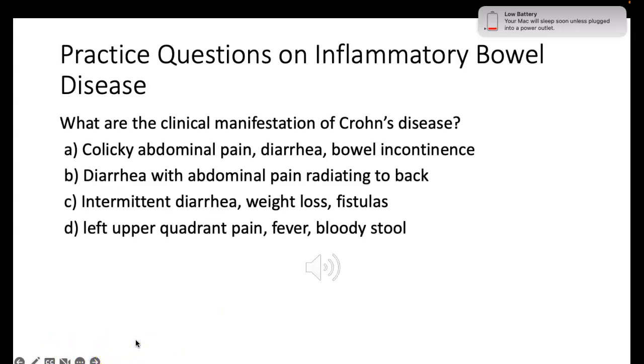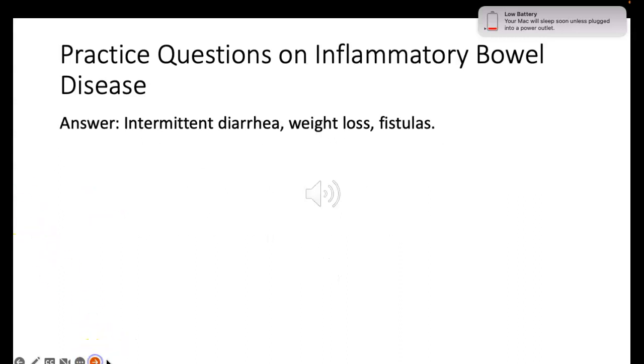What are the clinical manifestations of Crohn's disease? Is it A, colicky abdominal pain, diarrhea, and bowel incontinence? B, diarrhea with abdominal pain radiating to the back? C, intermittent diarrhea, weight loss, and fistula? Or D, left upper quadrant pain, fever, or bloody stool? Okay, and our answer is intermittent diarrhea, weight loss, and fistulas. It can also have an abscess.